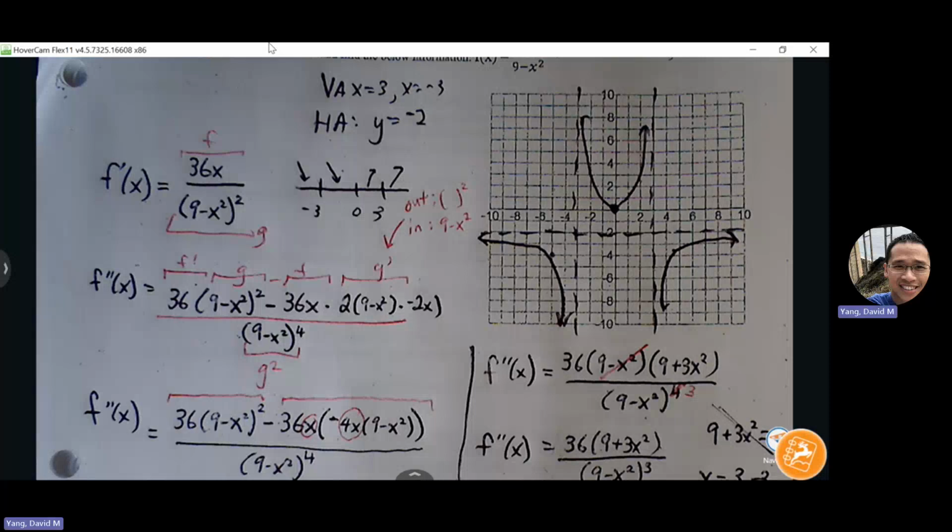Sorry? No, I would say everything use parentheses. No, you do U or comma. You just have to separate your intervals. Yeah. Okay.